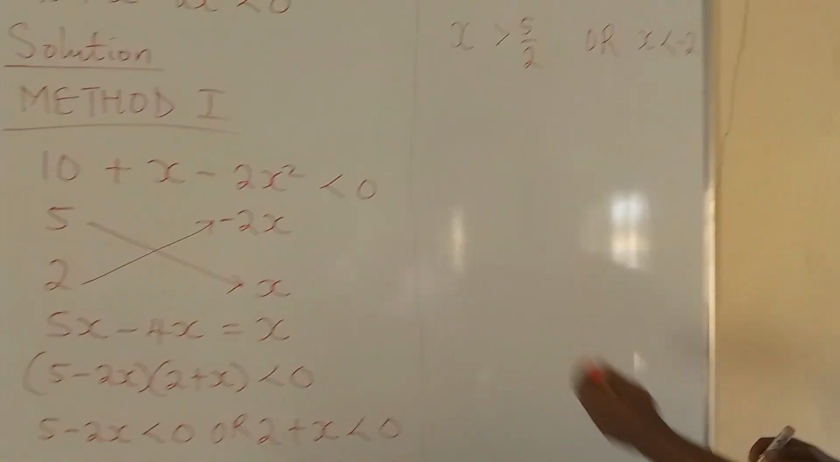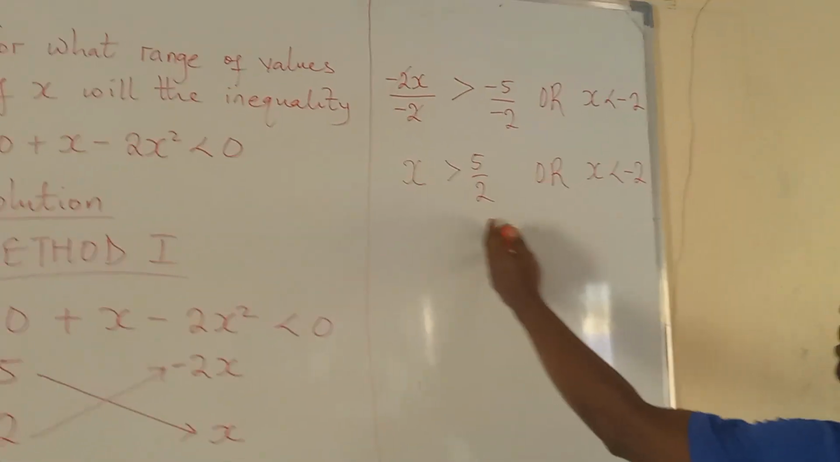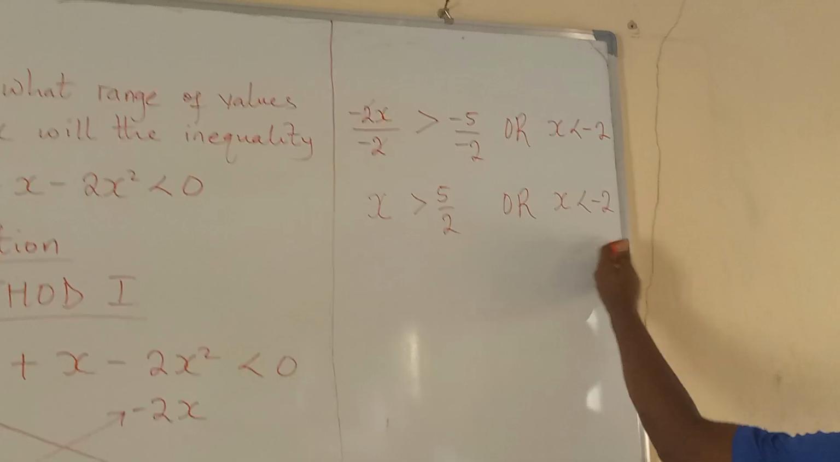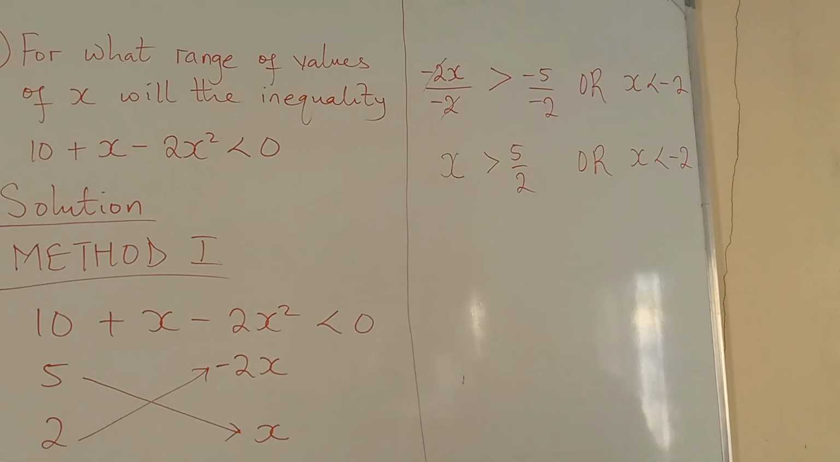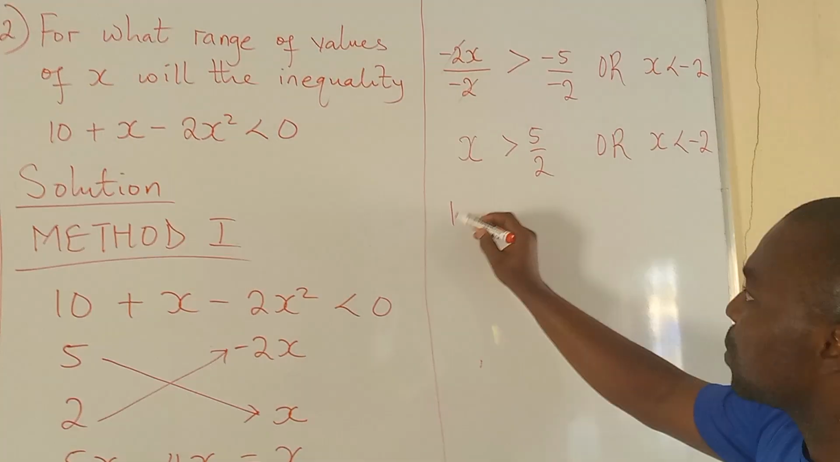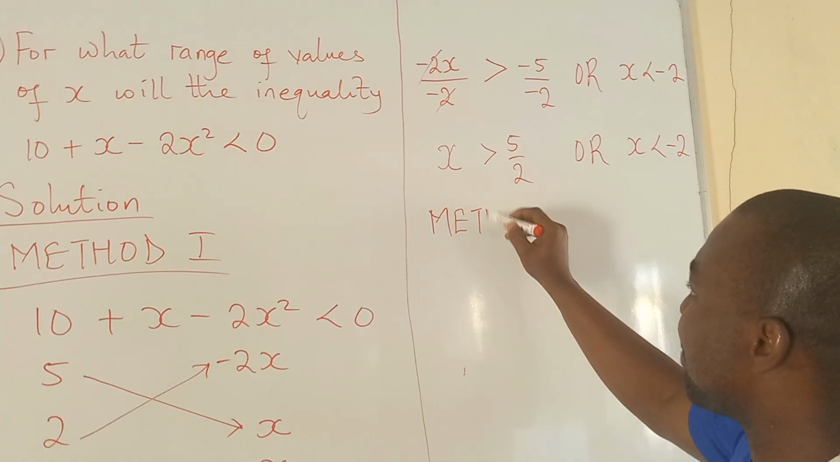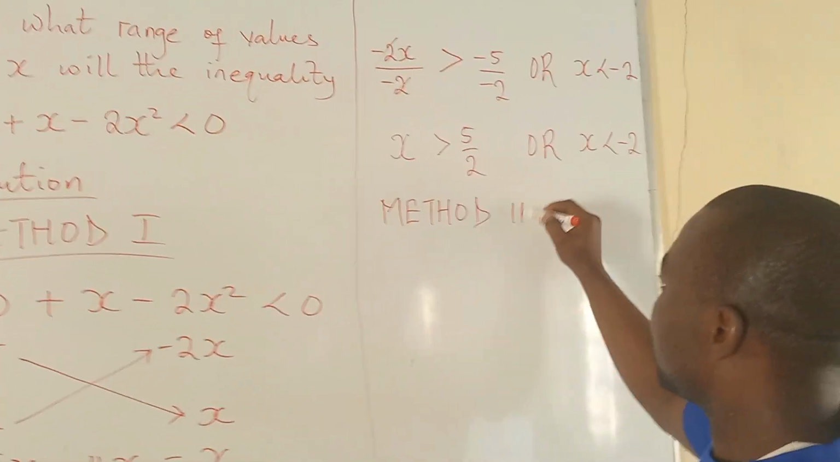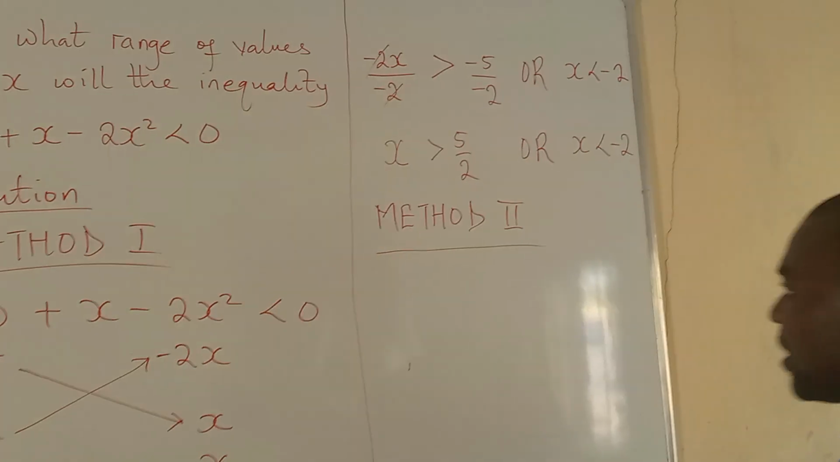So it therefore means that this is the answer. X is greater than 5 over 2 or x is less than minus 2. That's the answer. So we go back to method 2 to see if we have the same answer.